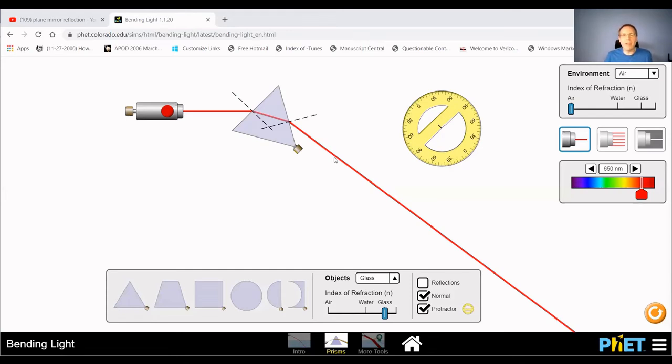Okay, so basically it's the same simulation, except now instead of prisms, we're going to go to intro. You can do it on the bottom here, or you can just back out of this. So you want to go to the intro part now. Okay.